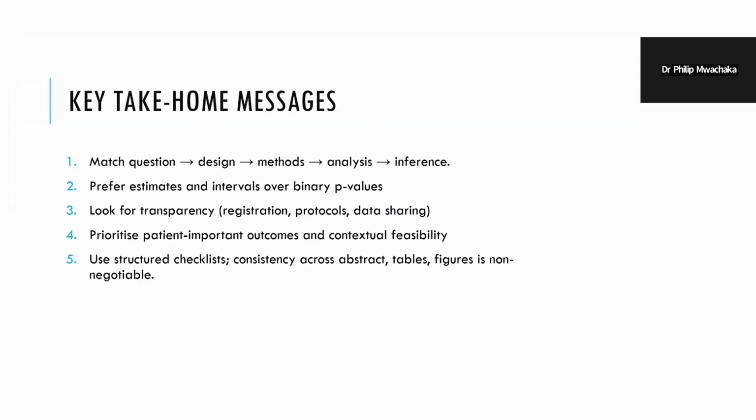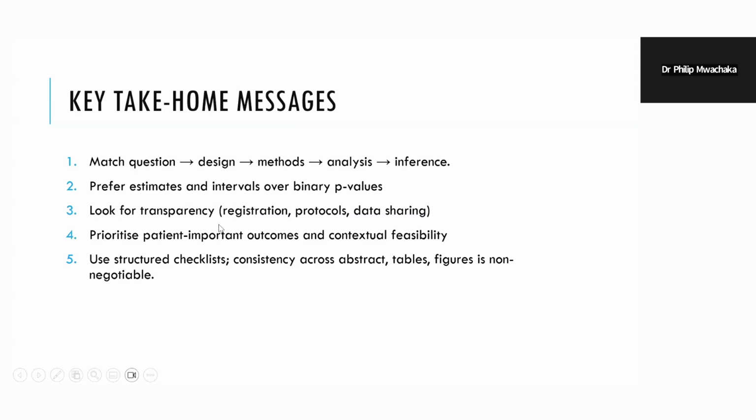Look at the estimates and the intervals, the confidence intervals, rather than p-values. People can just mention that this study was statistically significant, p-value 0.001, but they've not provided you the estimates. For example, if you're looking at the mean or the median, you need to see the estimate for the measure and the interval. Most of the time it is the confidence interval.